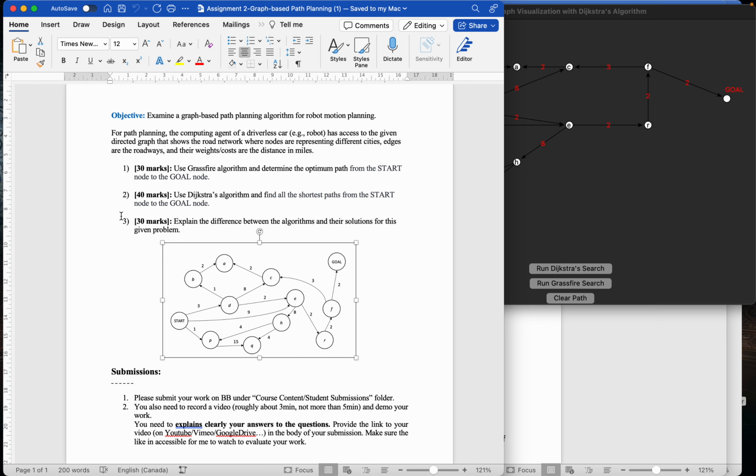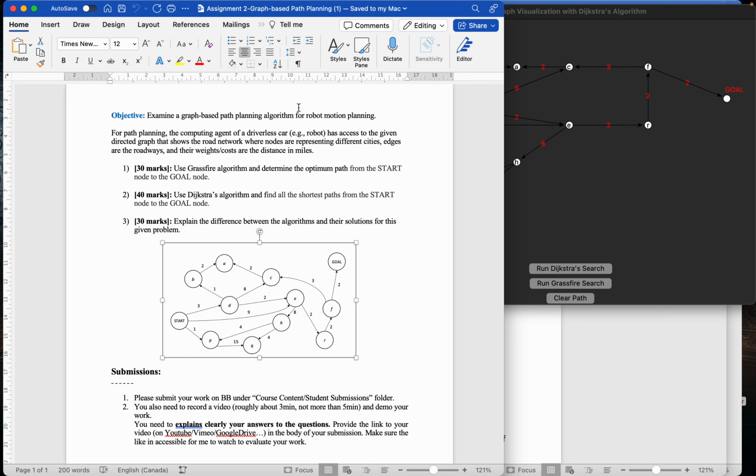I found the questions to be pretty weird because Grassfire doesn't find the optimum path because it doesn't use weights at all. So I found a path using this algorithm for the graph, and it has found one solution for it, but it is not the most optimum. And the second is Dijkstra's algorithm, which is also a weird part of this question because it doesn't find all the shortest paths, but the best one only.